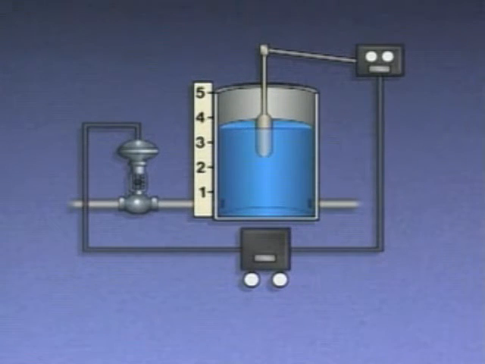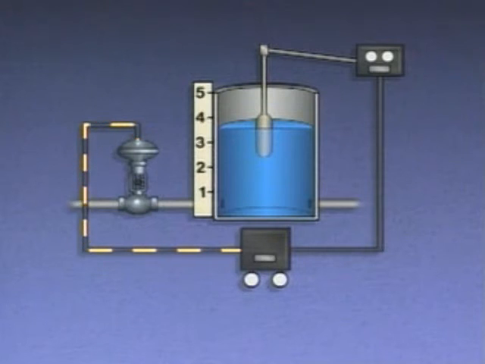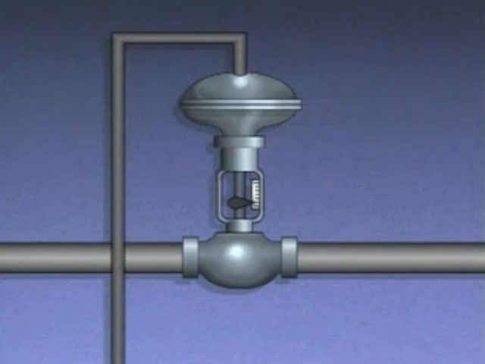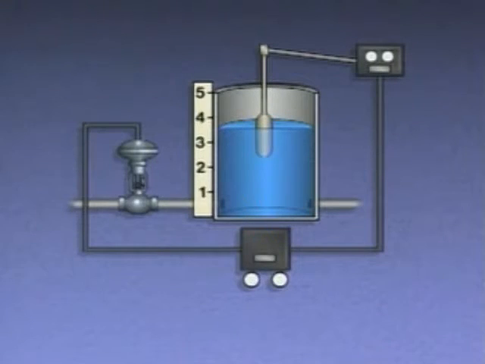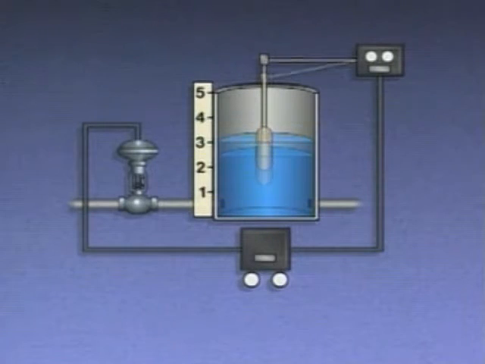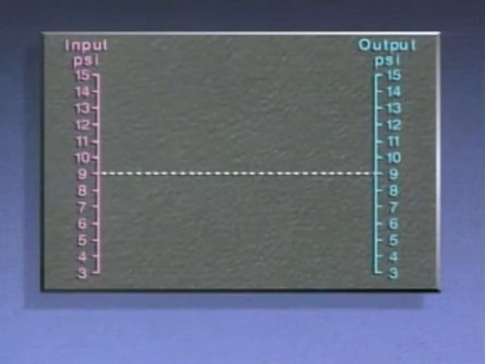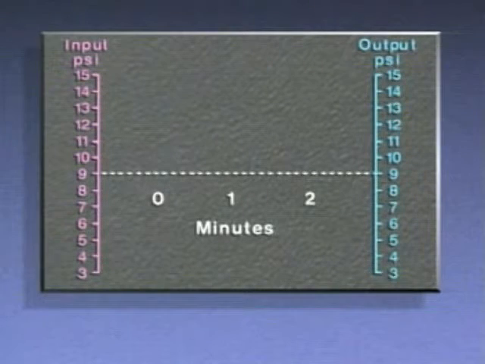The controller responds by signaling the control valve to close down. This reduces the flow of water to the tank and allows the level in the tank to gradually return to set point. We can get a better idea of how the system responded to the disturbance if we plot the input and output signals on a graph. We'll include a time scale on the graph to see more clearly how the control action works.